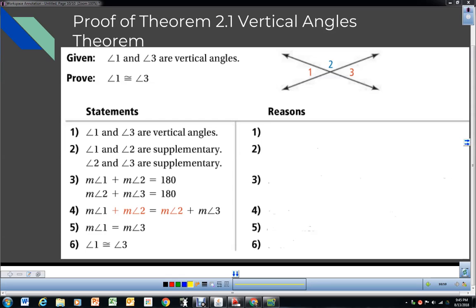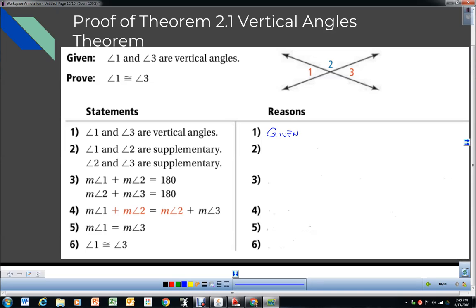In a two-column proof, you have statements. These are things that you know. And then you have reasons. This is where you're telling me how you know this is true. So 1 and 3 are vertical angles. Anytime that appears in the given part, what we do is we write given. That's how we know it's true.